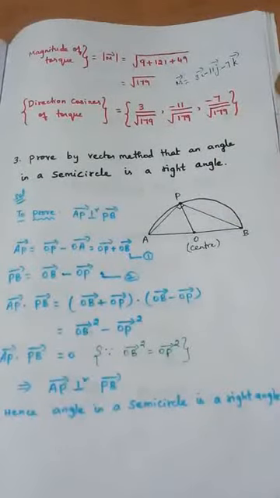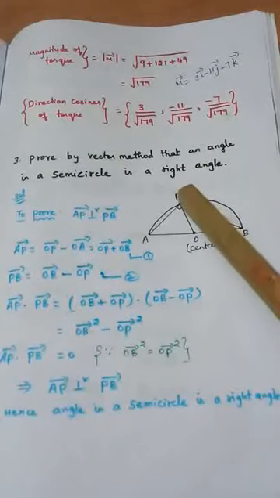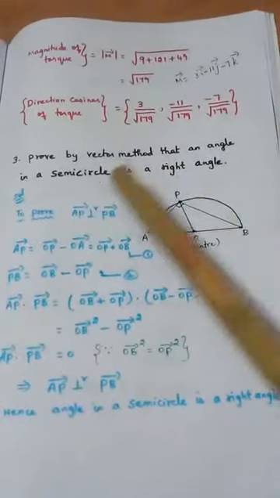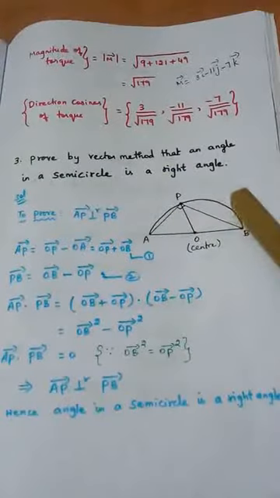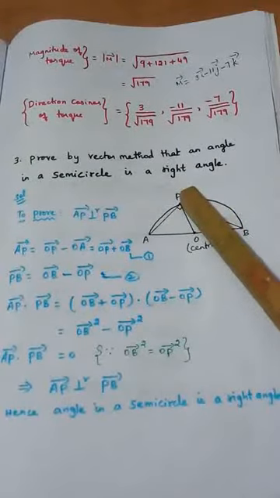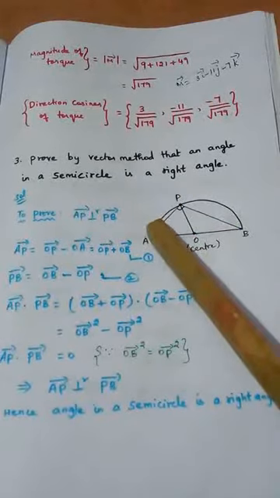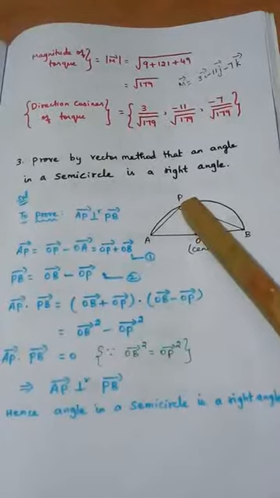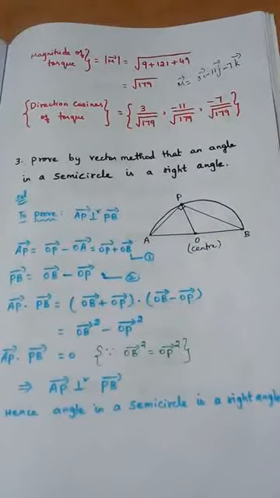What we actually need to prove is the angle in a semicircle. So I have to create an angle in a semicircle, for which I should take a point P on the circumference of this circle, and connect the point P with both the ends A and B. The angle created here will be 90 degrees. That is what we have to prove.